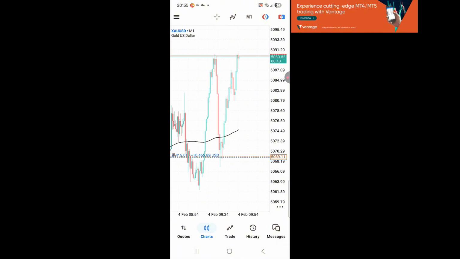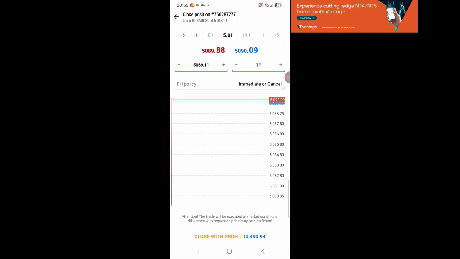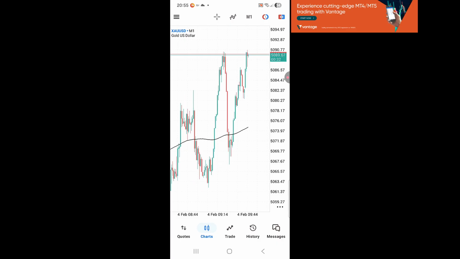I'm actually going to close it here. So that was basically a 1 to 10. I'm going to take you guys over to the TradingView charts and show you the exact reasoning as to why I took this trade.